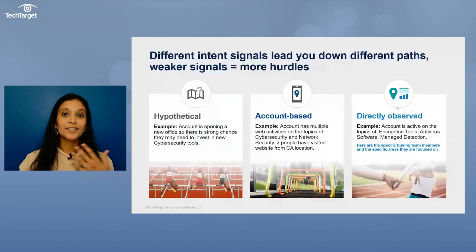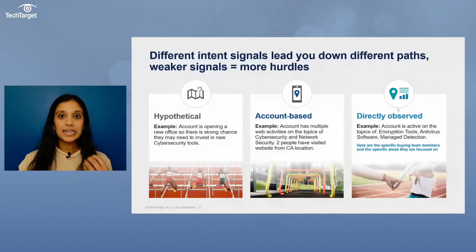Even when it comes down to identifying which accounts to be utilizing within your ABM strategy, using directly observed intent data and knowing which accounts are researching around solutions and topics that are relevant to you as an organization will ensure that you are actually going after the right accounts. We know there's a lot of time, money, energy, and resources being used when it comes to ABM programs, and you really don't want to be wasting all of that time.